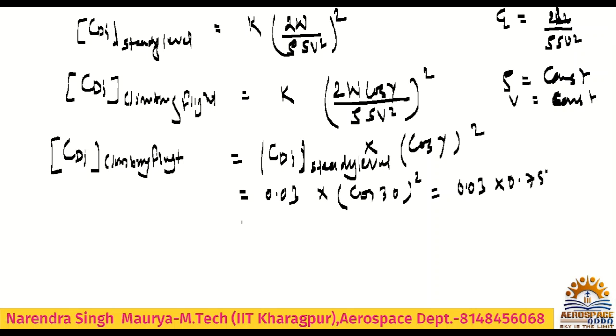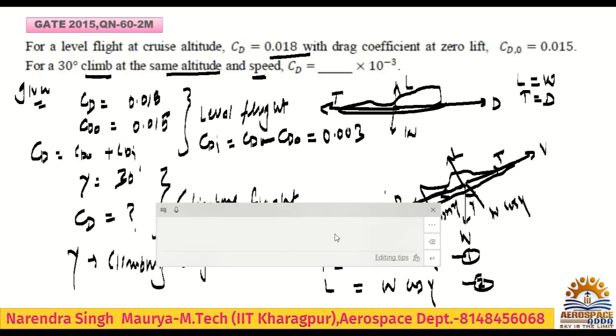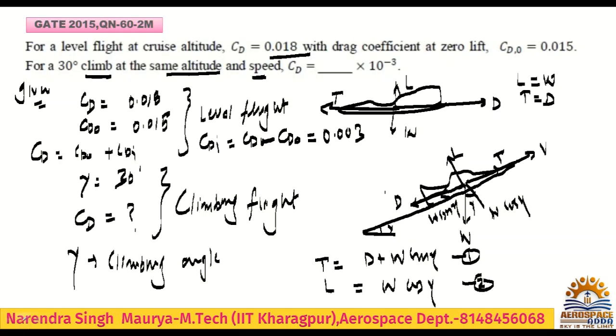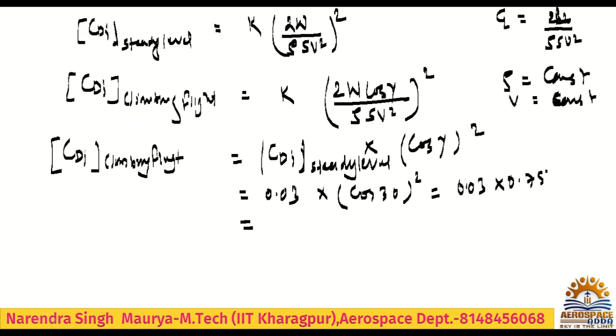How much is it? Into 0.003. Sorry, it is 0.003, wait, it is 0.003 dear. Yes, 0.003, because this value was bigger. It is 0.003. Now you will calculate. So it is nothing but 2.25 into 10 power minus 3.